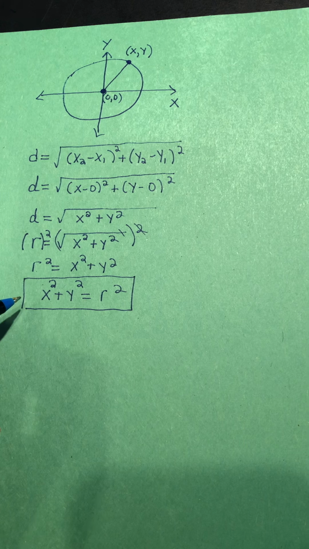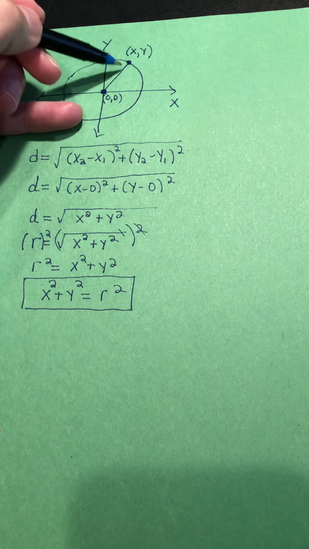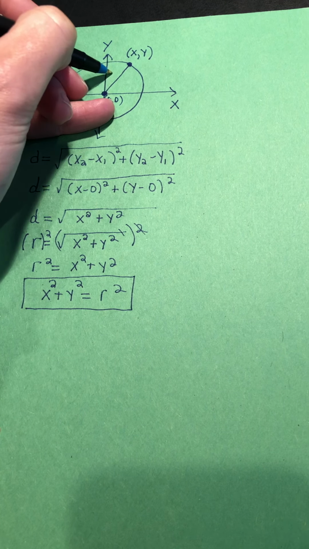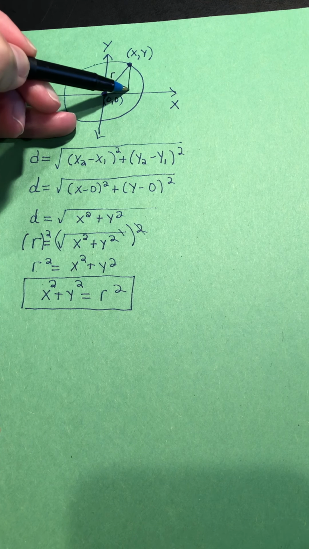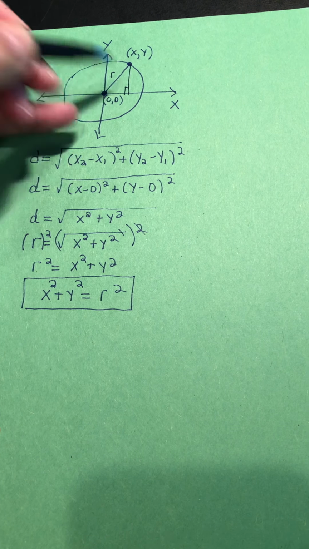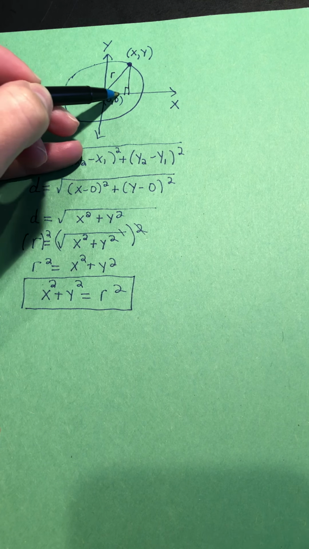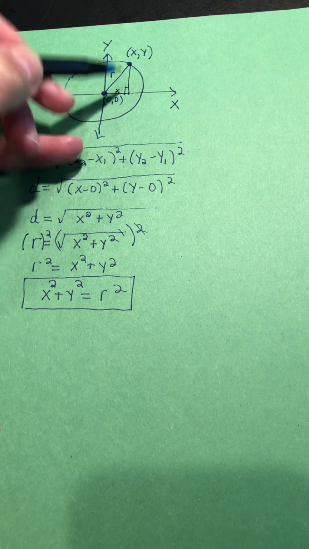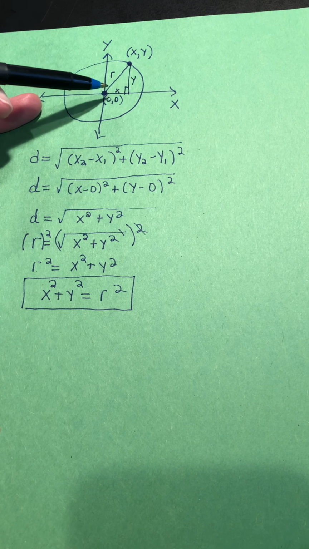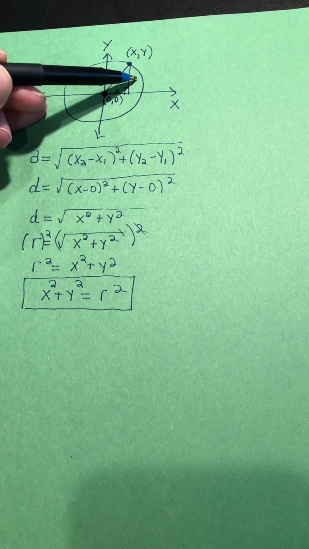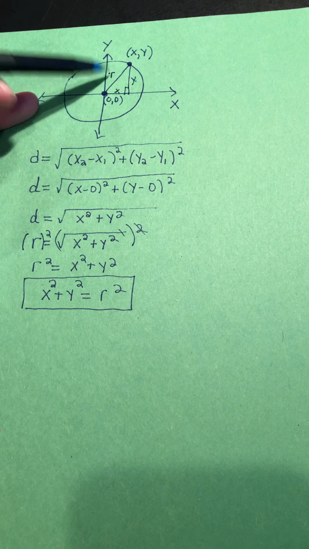And if you wanted to use the Pythagorean theorem, you could come up here and say, hey, this distance is the radius, that's r. You could make a right triangle, okay? You would know that this distance here is x, this distance here is y, and using the Pythagorean theorem, x squared plus y squared would equal r squared.